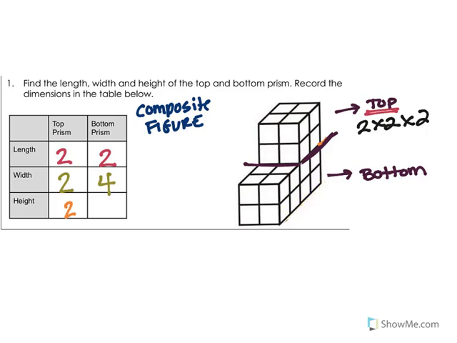And then lastly, we need to find the height. And remember, I'm not finding the height of the whole composite figure. I'm only finding the height of the bottom prism from here to here. And there are 2 cubic units. So the dimensions for the bottom prism were 2, 4, and 2.